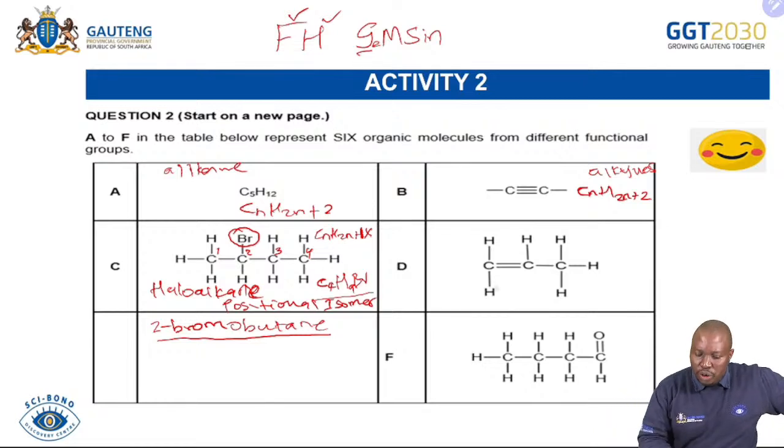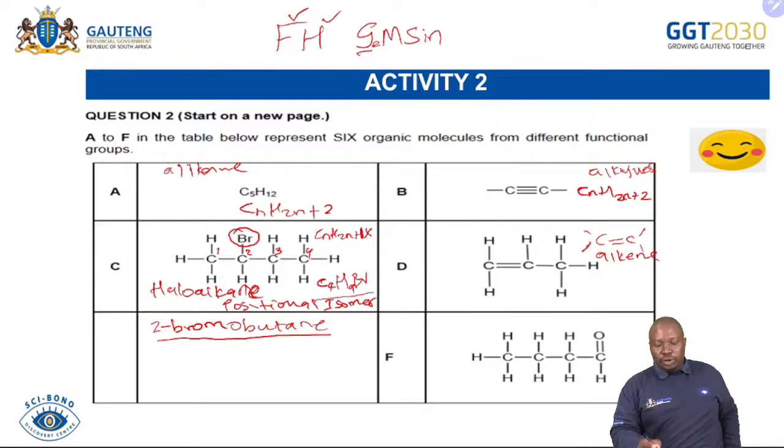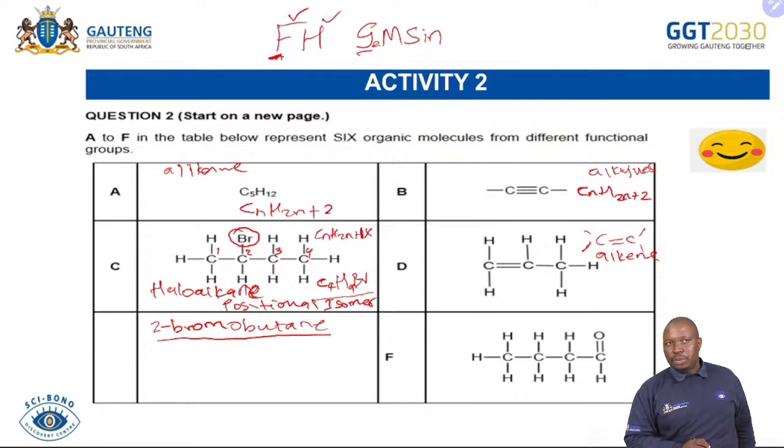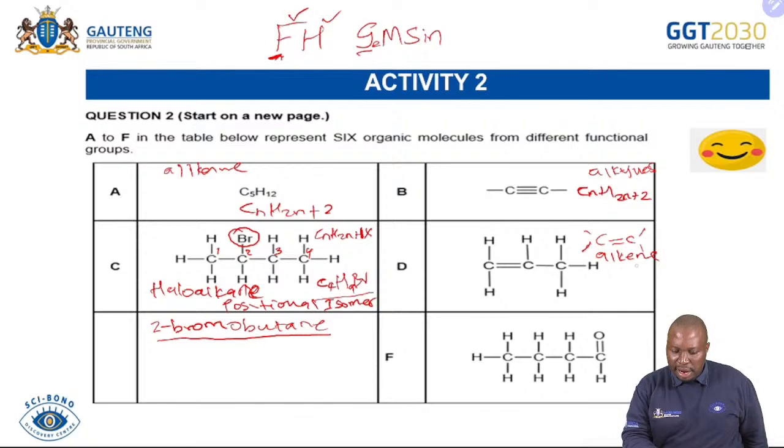So if you go to number D as well, you will do the same to say what is the functional group? It's this carbon-carbon double bond there. So this must be alkene. The homologous series must be alkene. How do you know it's an alkene? Because of its functional group. So you always start with the functional group, then it will tell you which homologous series it belongs to. So you know that this is an alkene.